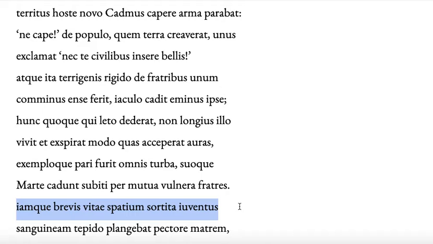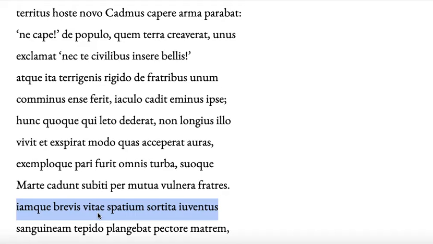It looks like a perfect passive participle, but it comes from a deponent verb, sortior, which is to obtain something. For example, obtaining it by lot sometimes. So therefore, the perfect participle has a passive form but an active meaning. So having obtained a space, a spatium, of brief life, brevis vitae. Technically brevis goes with vitae, but you could translate it as going with spatium. So you could say a brief span of life instead of a span of brief life.